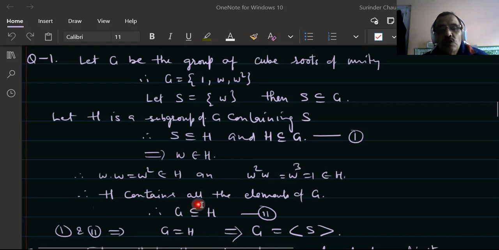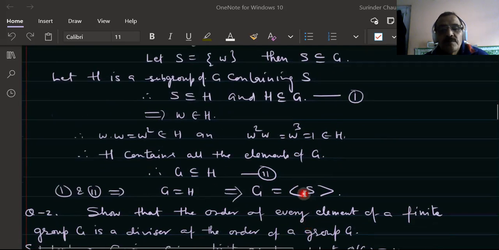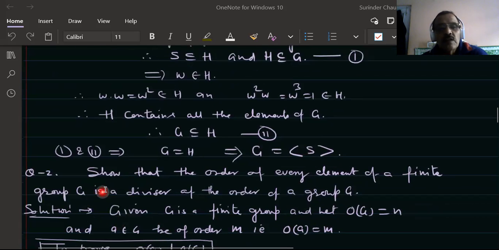Therefore, H contains all the elements of G, which implies G is a subset of H. First, H is a subset of G, and we proved that G is a subset of H. So the first and second imply G is equal to H. This implies G is also generated by S. This completes the proof. Now let's take another question.